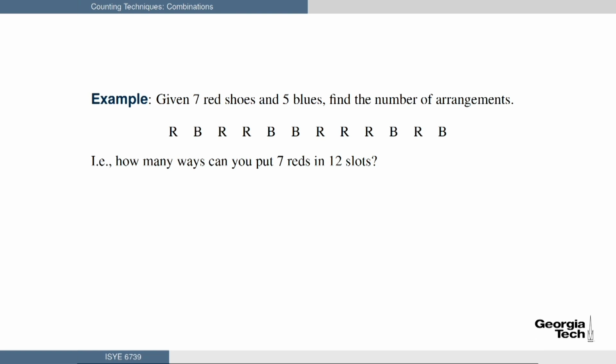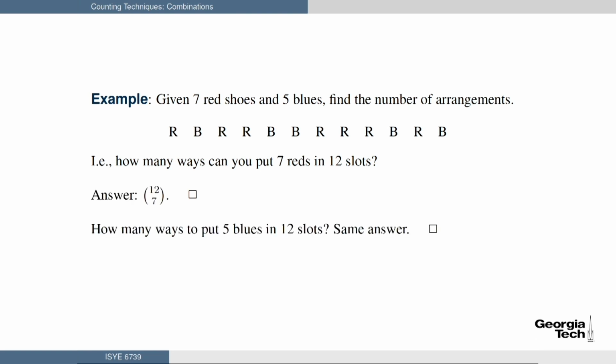Well, you don't need to think too much. 12 choose 7. How many ways to put 5 blues into the 12 slots? By symmetry, 12 choose 7. Same answer. So wasn't that easy?